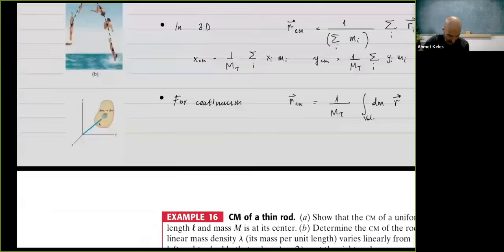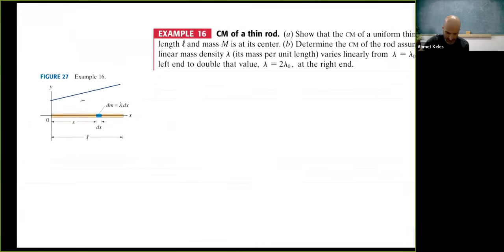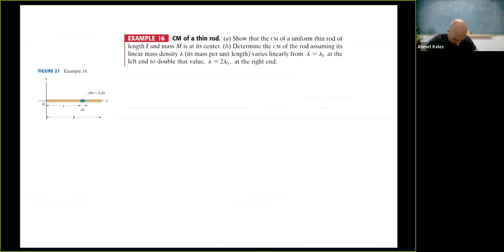I think maybe we can solve a couple of problems to see how this works. All right, so here's the problem. Show that the center of mass of a uniform rod, so initially this is uniform, that means density is the same everywhere. A uniform thin rod of length L and mass M is at its center. We are trying to find that the center of mass for a uniform rod is its center. And this is one-dimensional.